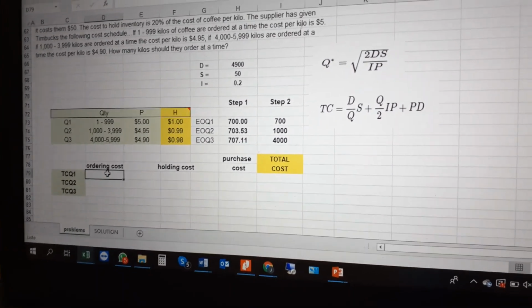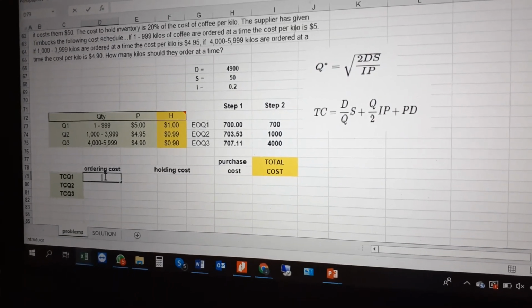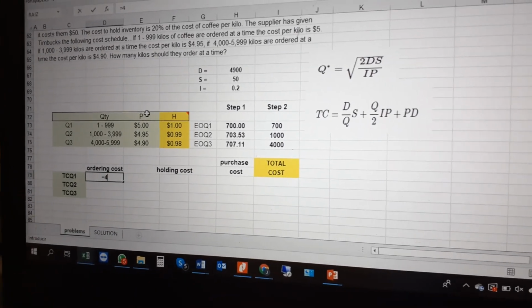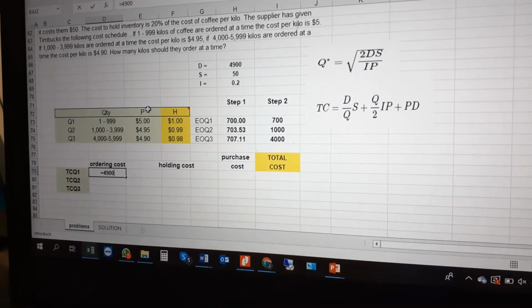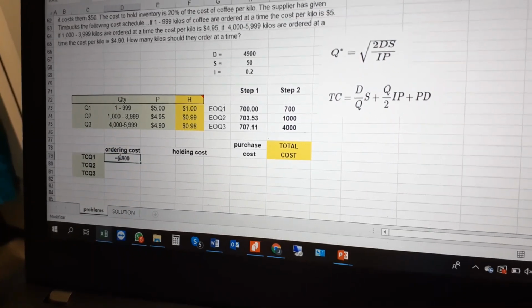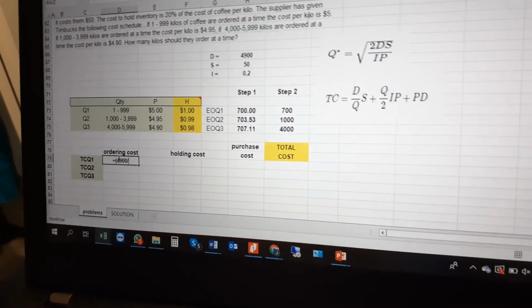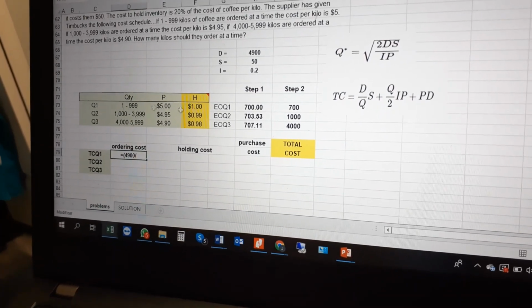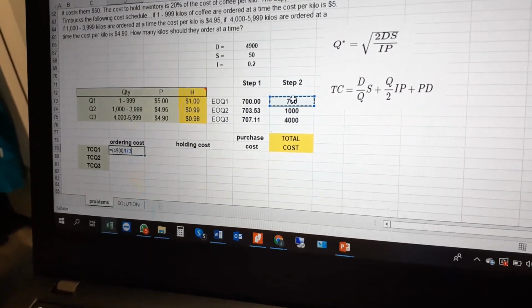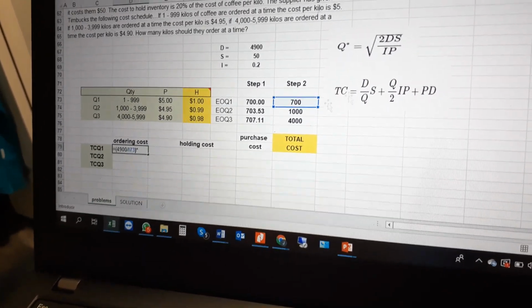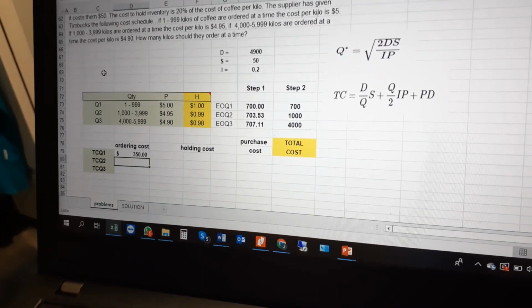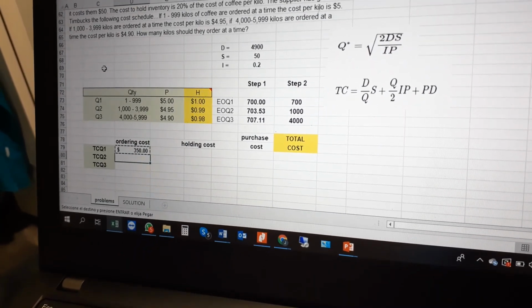So for ordering cost, we just have to replace the formula. We have D, which is demand, that now we know: demand is 4,900, divided by Q, and Q in this case is 700, times S. We know that S is 50. Here is S. The same formula for the other two cases.